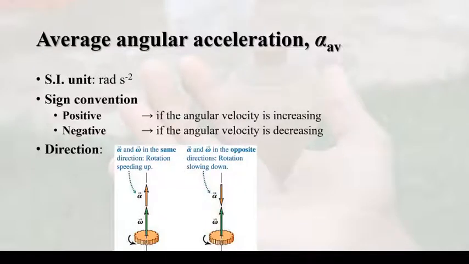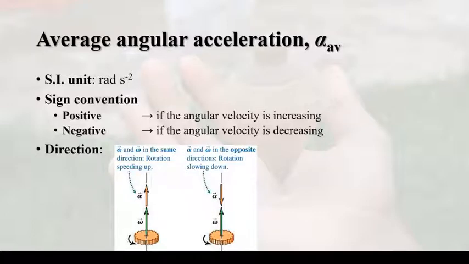As for the unit of angular acceleration, same as angular velocity just now, you use radian in your SI unit, so radian per second squared, rad/s^2. The sign convention: angular acceleration is positive if angular velocity is increasing, and negative if angular velocity is decreasing. It's very obvious, right? Because you use final minus initial. If it increases, definitely you get a positive value. If it decreases, then you get a negative value.